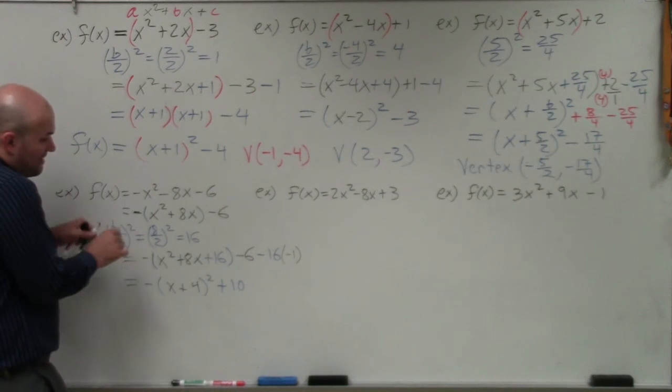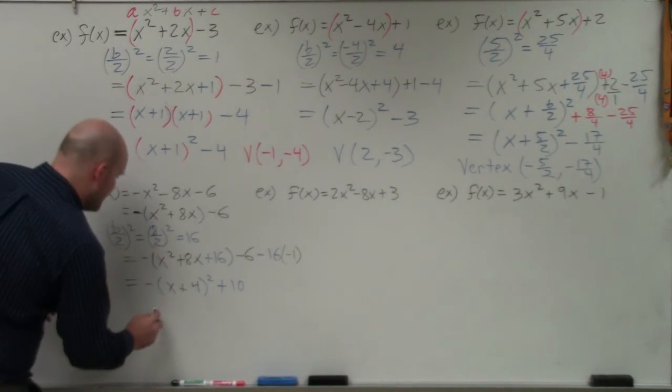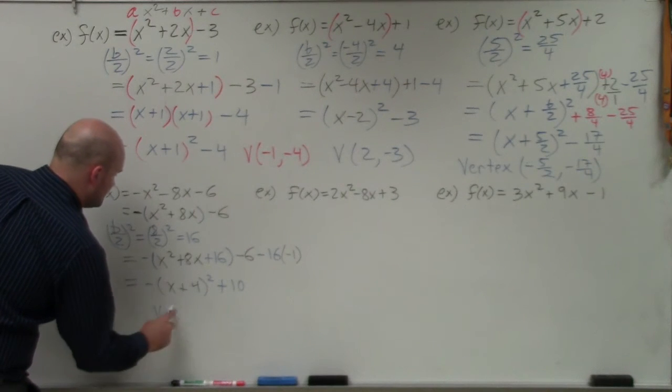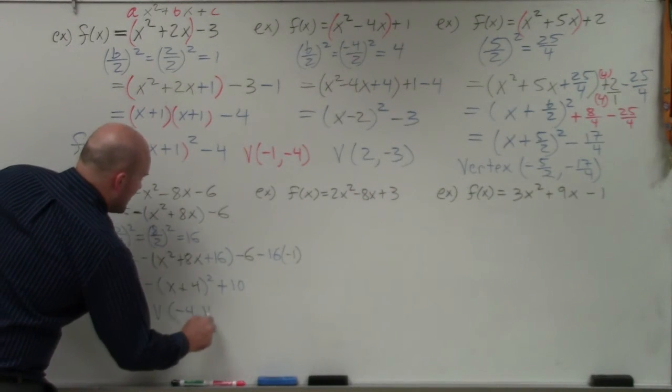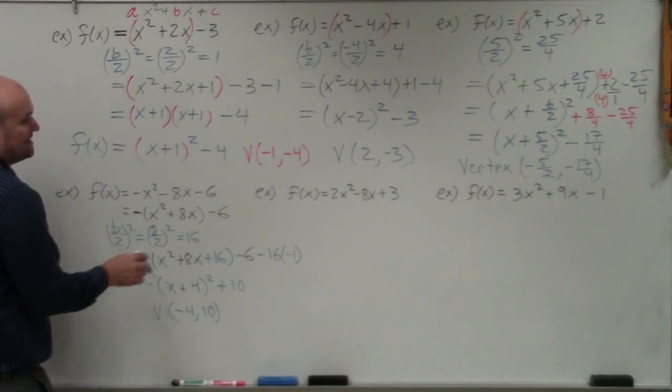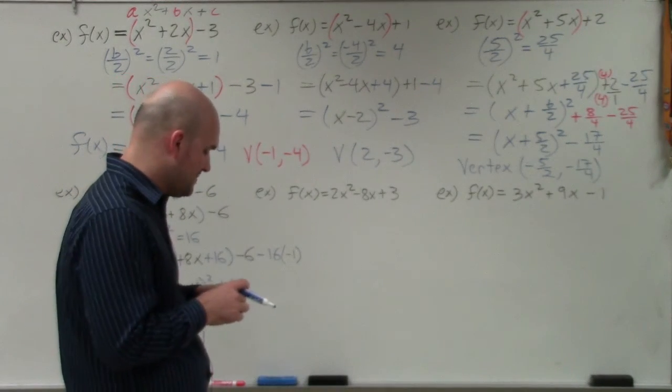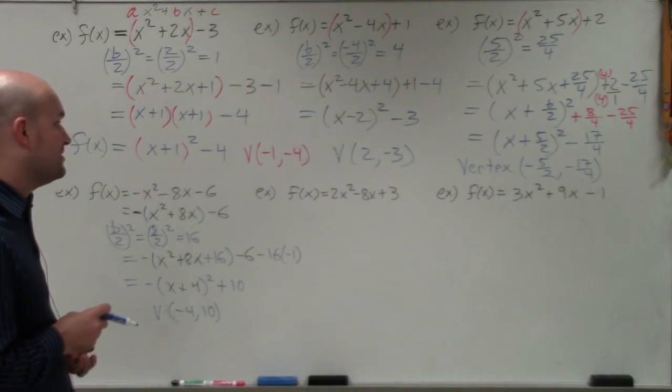So now I have my equation from standard form to vertex form. I can now determine the vertex is going to be negative 4, comma, positive 10. Just note that the negative is now going to reflect the graph down, okay? But basically still the same. All right, so now let's go and get into the next one.